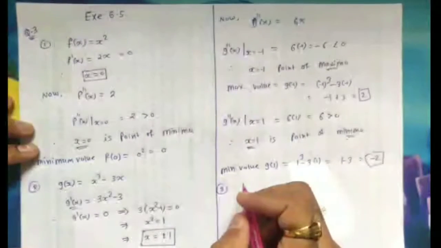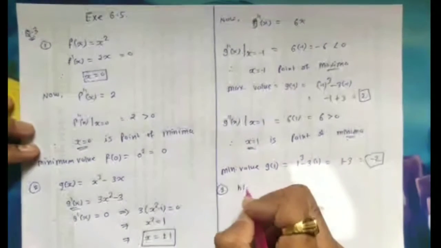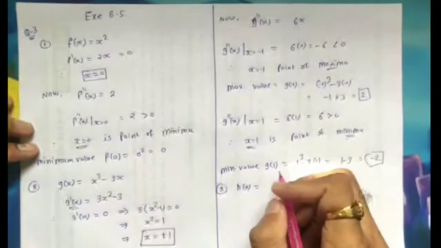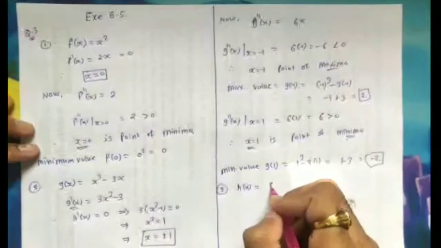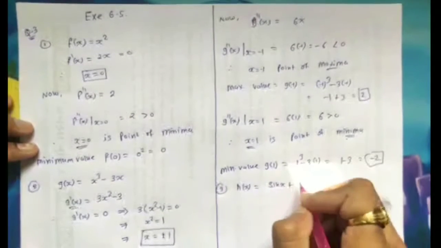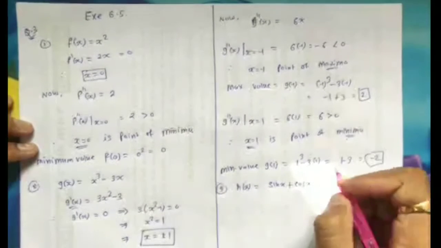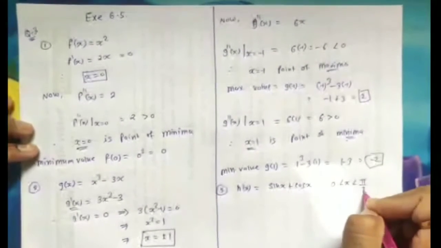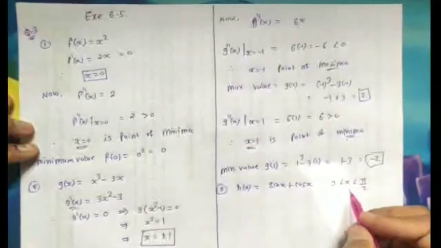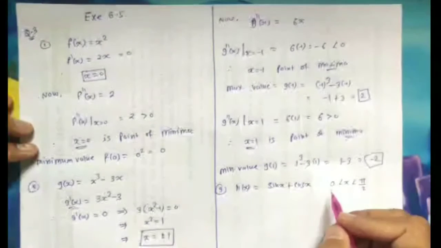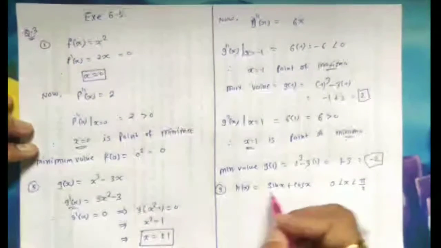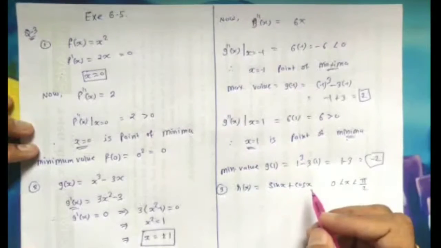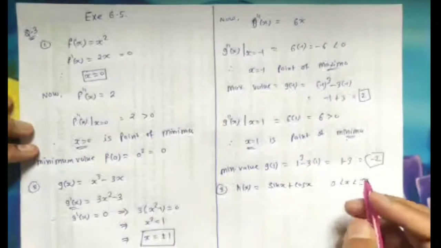For third sum, we are given h of x equal to sin x plus cos x. The given condition is 0 less than x less than pi by 2. For this value of x, our function is defined. This is nothing but the range of this given function. And for this, you have to find the local maxima and local minima.